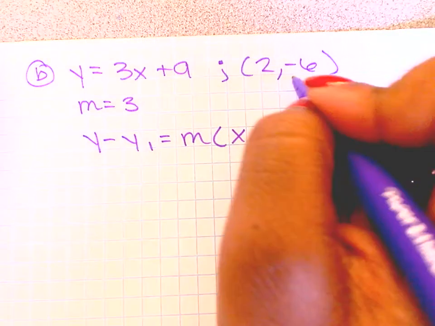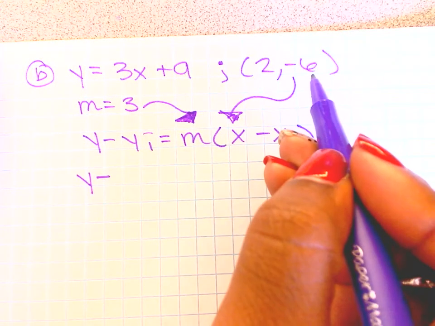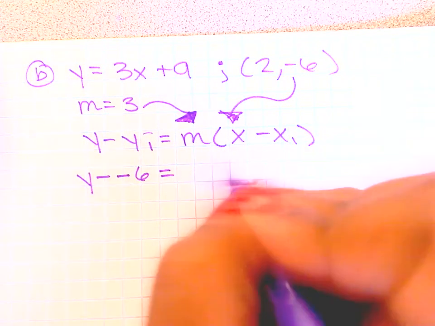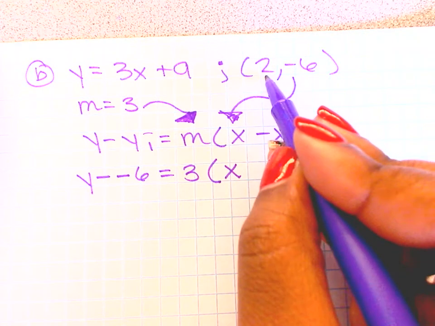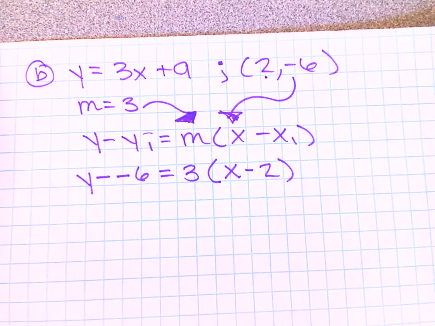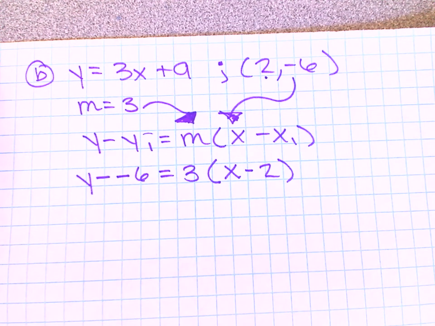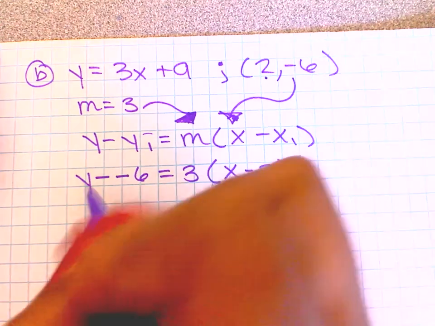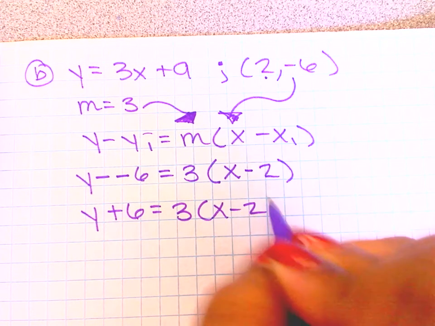So now I have to substitute the points and the slope into this equation, right? So I have y minus y1 is negative 6 equals m, which is 3, times the quantity of x minus x1 is 2. Nod your head yes if you're seeing where I'm getting the numbers from and plugging them in. Make sense? Okay. Good. So y minus negative 6 is y plus 6 equals 3 times x minus 2.